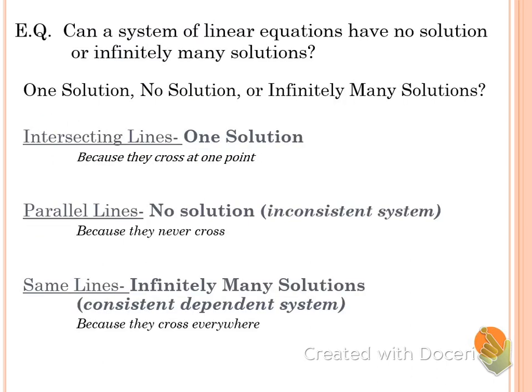So that's what you wrote down first in your notes. The essential question: can a system of linear equations have no solution or infinitely many solutions? And we can already answer that with a yes. Intersecting lines have one solution because they cross at one point. Parallel lines have no solution because they never cross. And same lines have infinitely many solutions because they cross everywhere. So these are our 3 different types: one solution, no solution, or infinitely many.